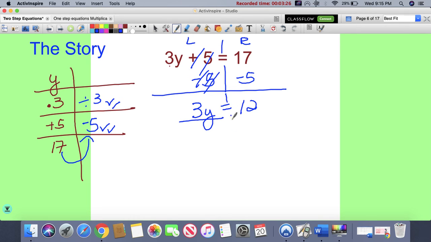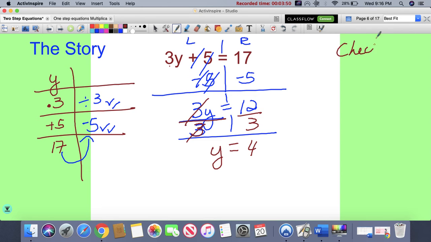So again, I'm going to divide this side by 3. Let me change colors here. So divide by 3. And I divide this side by 3, and again, you must show me that you're dividing both sides by 3. The equal sign comes down. 12 divided by 3 is 4. 3 divided by 3 is 1, or 1 times y is just y. And then I have my variable all isolated, all by itself, and I get that y is 4.